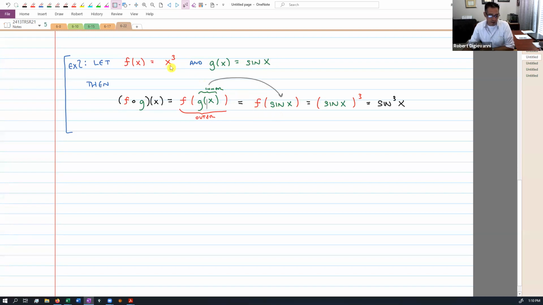So you're going to replace the x in the f function with the sine of x, which means you're just going to cube it. And then of course, sine of x cubed is the same as writing sine with a cubed and then the x.